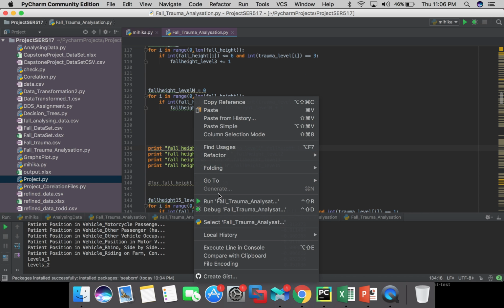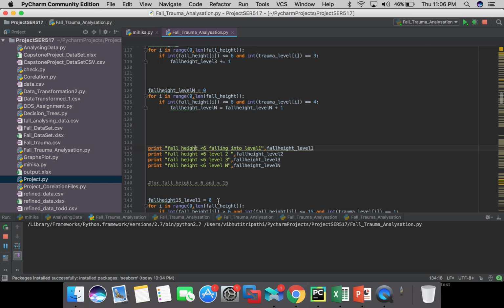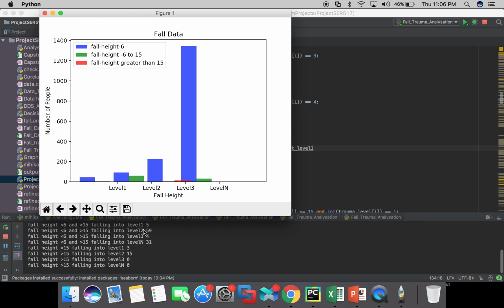If we run this, we will have a diagram as well as text below, and we can see the number of patients belonging to each trauma category that had specific fall heights. For example, blue is less than 6, and you can see that most of the patients with a fall height less than 6 were level 3, which is not as severe. A few of them had fall heights greater than 15, but mainly level 1 patients had fall heights between 6 to 15.